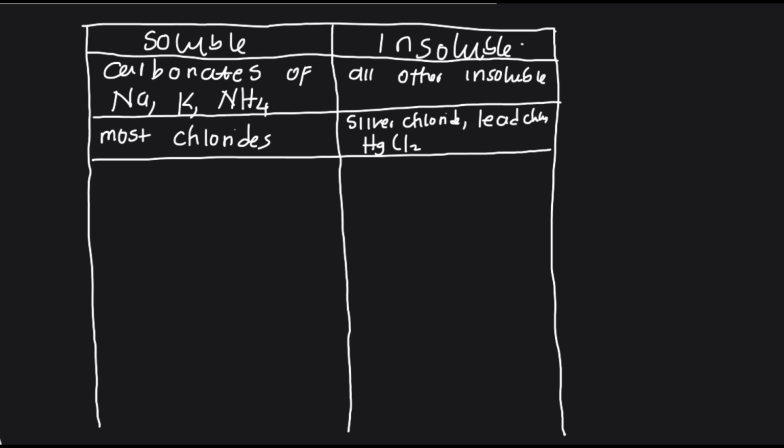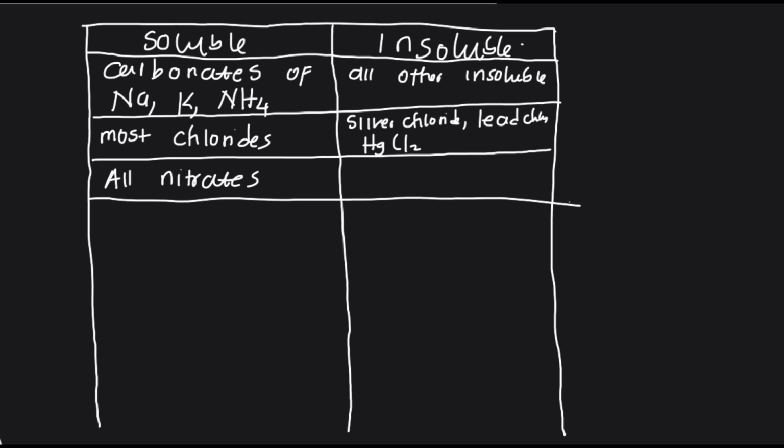Now apart from the chlorides, let's look at the nitrates. For nitrates, no exception, all nitrates are soluble. Sodium nitrate, potassium nitrate, lead nitrate, barium nitrate. So the key point here in general is all nitrates are soluble. They dissolve in water. Now let's look at sulfates.